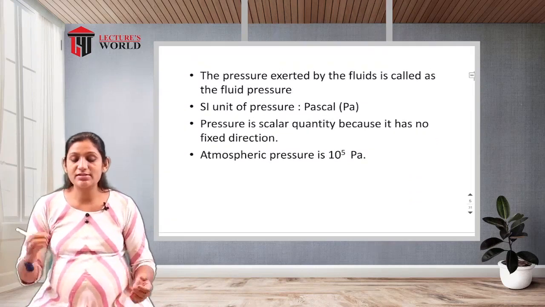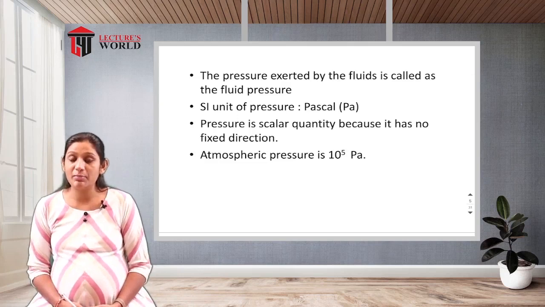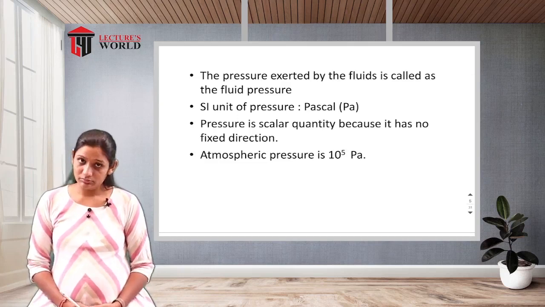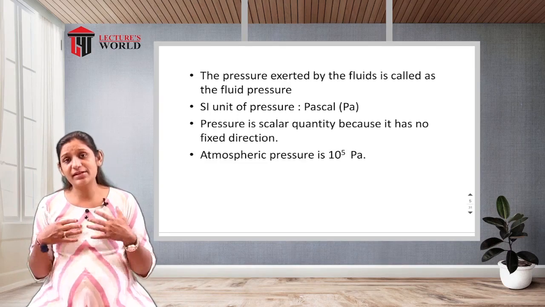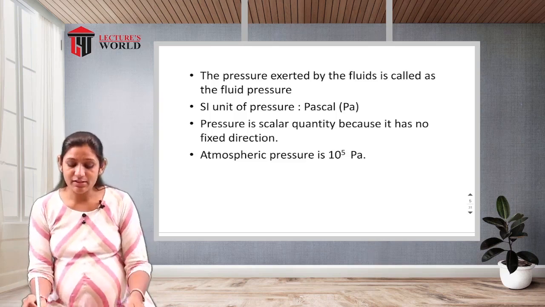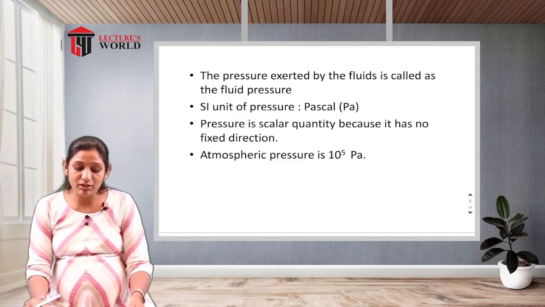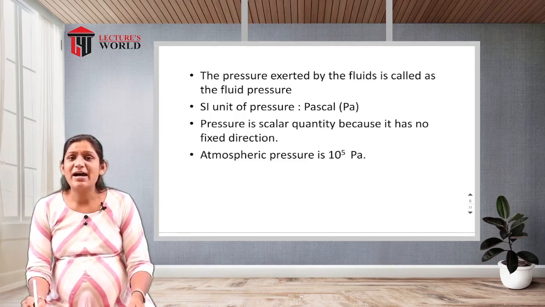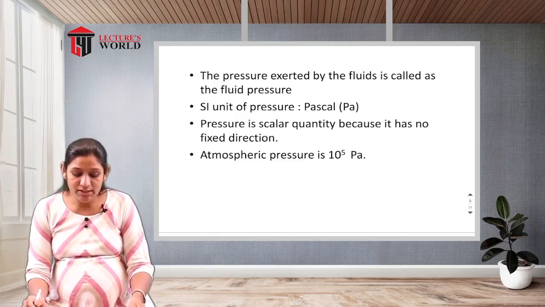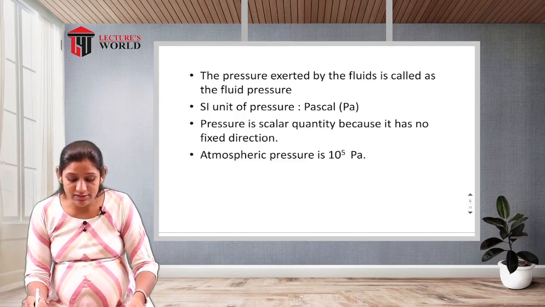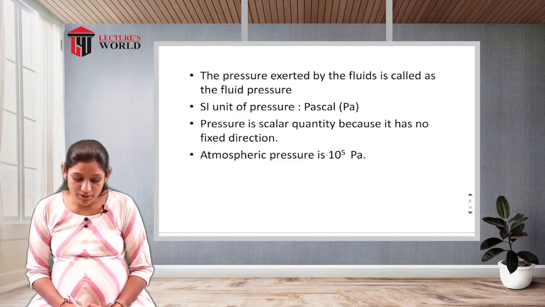The pressure which is exerted by a fluid is called fluid pressure. What different types of pressure are observed in the human being? Exerted means observed, exerted by the fluid, which is called fluid pressure. The SI unit of pressure is the Pascal. Pressure is a scalar quantity because it has no fixed direction.